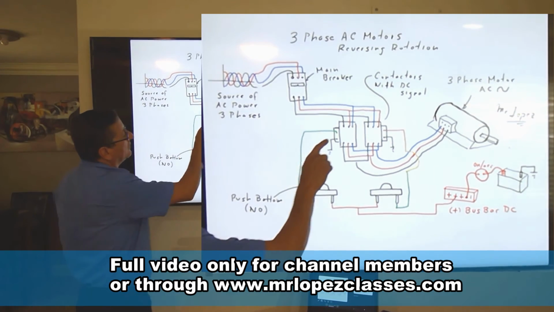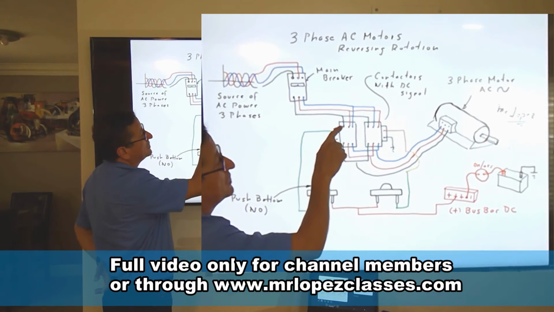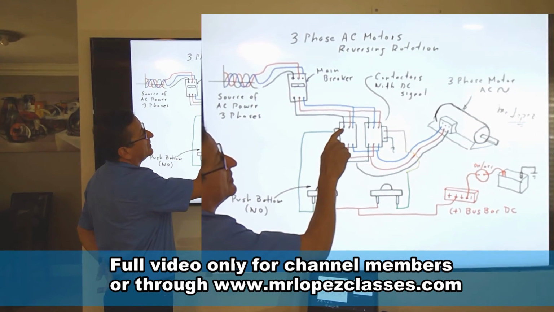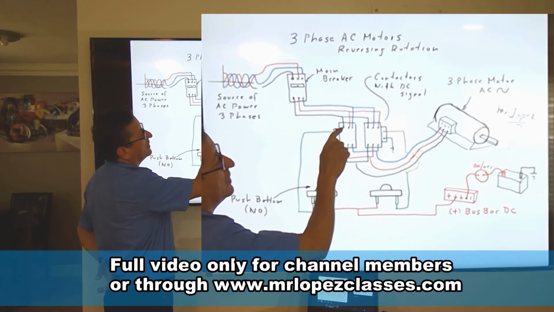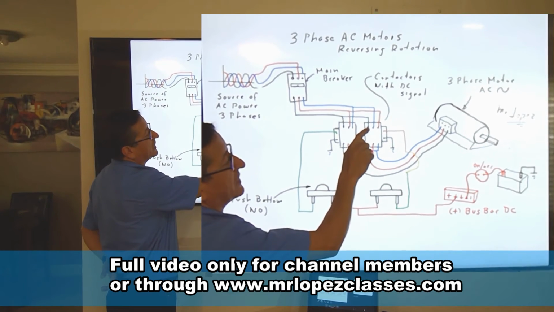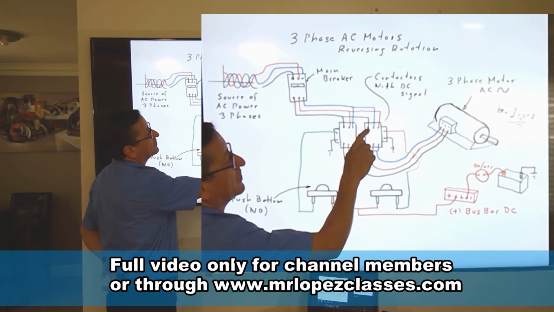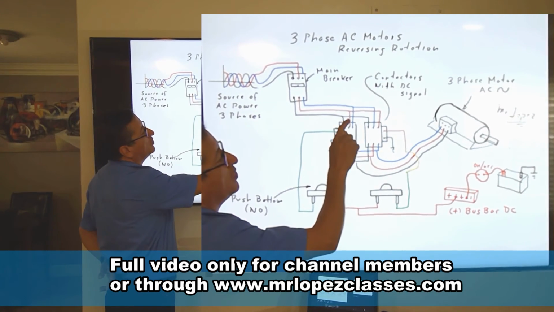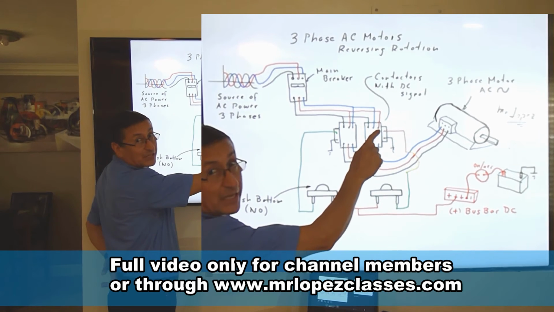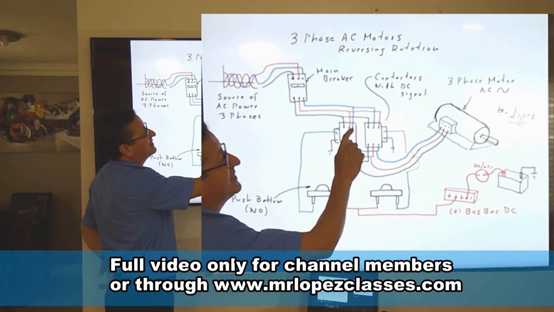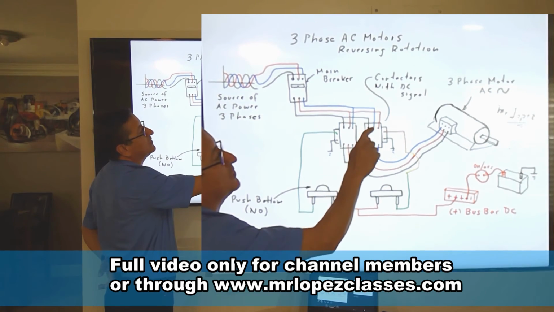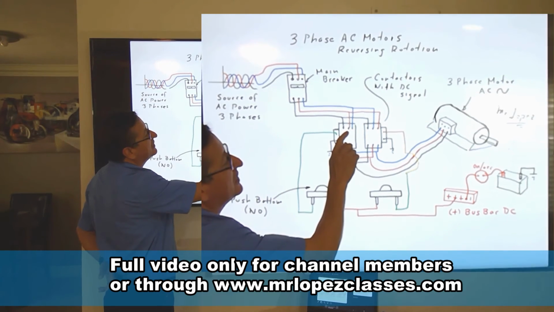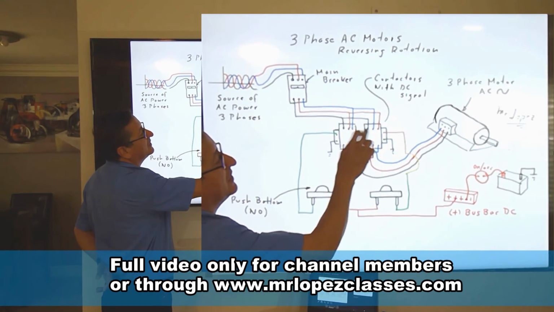The first contactor has 3 inputs: black, red, and blue. The black one, the first position of the first contactor, is connected with the first position of the second contactor. Black with black in first position. The second one, the red one, in the first contactor goes into the third one in the second contactor. And the third one in the first contactor goes into the second one in the second contactor. That's the switch. I am going to switch phase 2 and phase 3 in the second contactor.